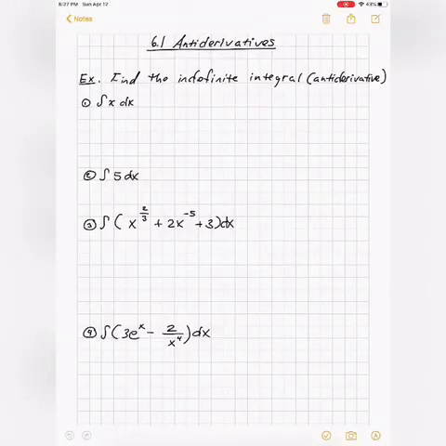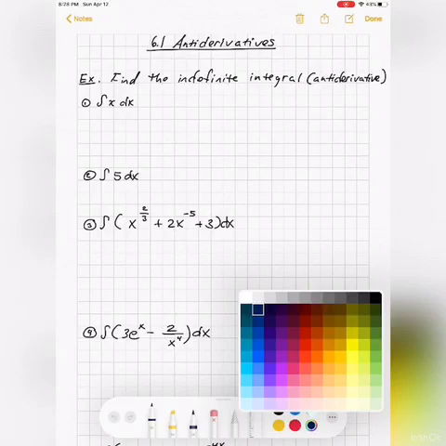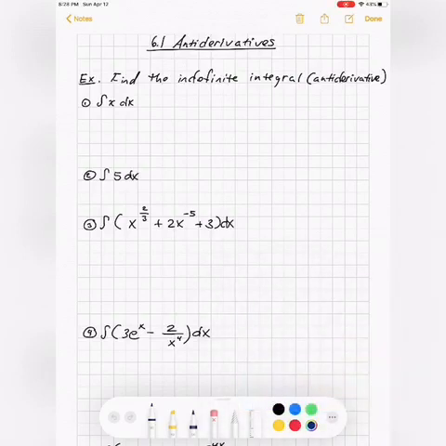Let's take a look at 6.1, looking at antiderivatives. So the goal in this section is to find, well, the opposite of the derivative. In other words, let's just start with a few examples. My goal is to find the indefinite integral, the antiderivative.